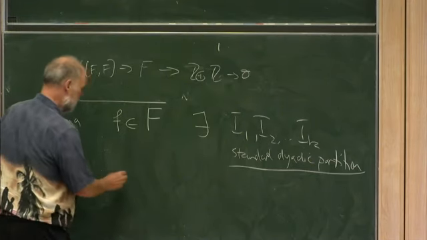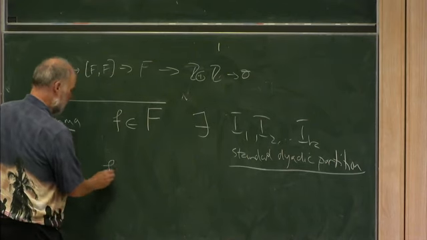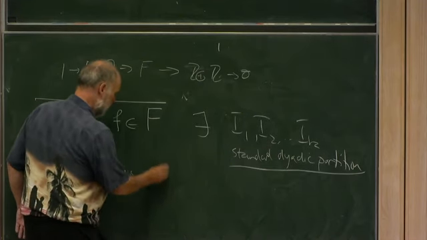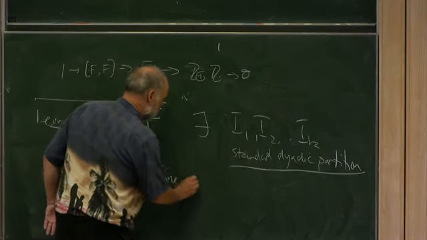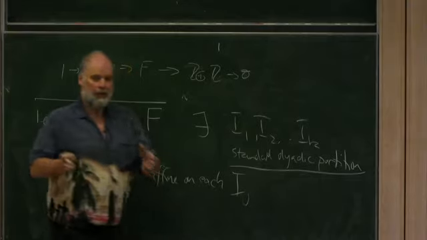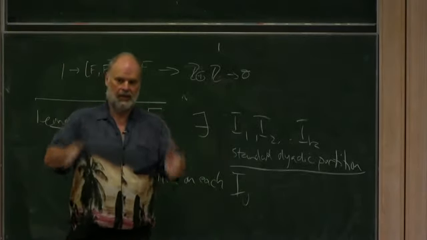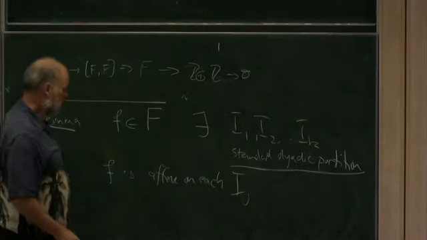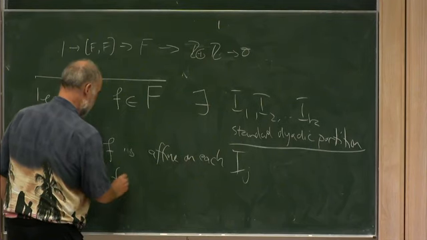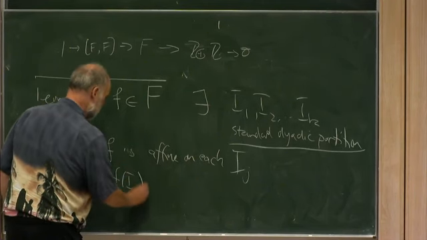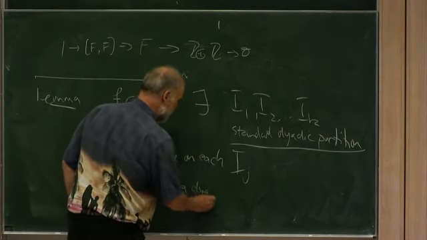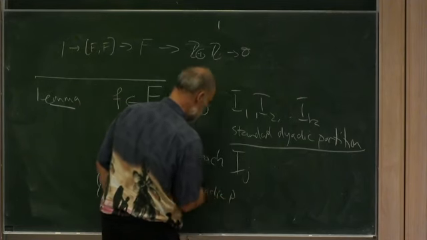With some important properties. The first one is that f is linear, or affine, I guess, on each I sub j. So once you're in one of these intervals, it's just a slope. There's no bad points inside that interval. And also, the image f(I_j) is a standard dyadic partition.